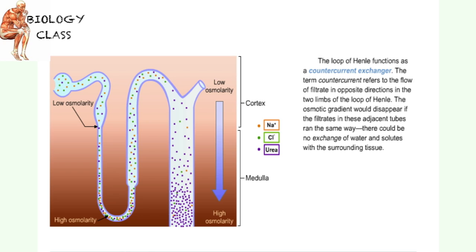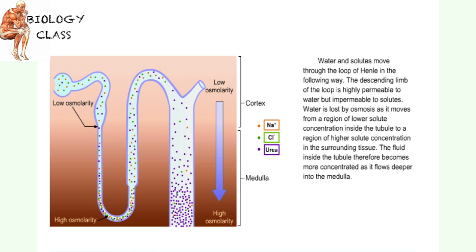The loop of Henle functions as a countercurrent exchanger. The term countercurrent refers to the flow of filtrate in opposite directions in the two limbs of the loop of Henle. The osmotic gradient would disappear if the filtrates in these adjacent tubes ran the same way. There could be no exchange of water and solutes with the surrounding tissue. Water and solutes move through the loop of Henle in the following way.